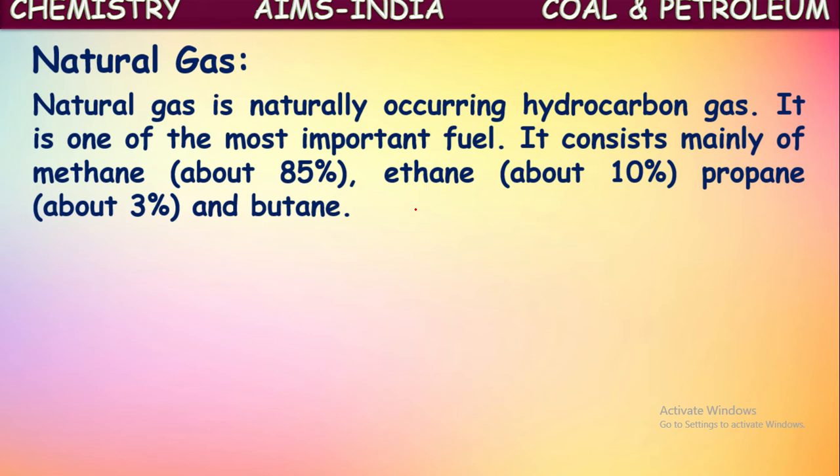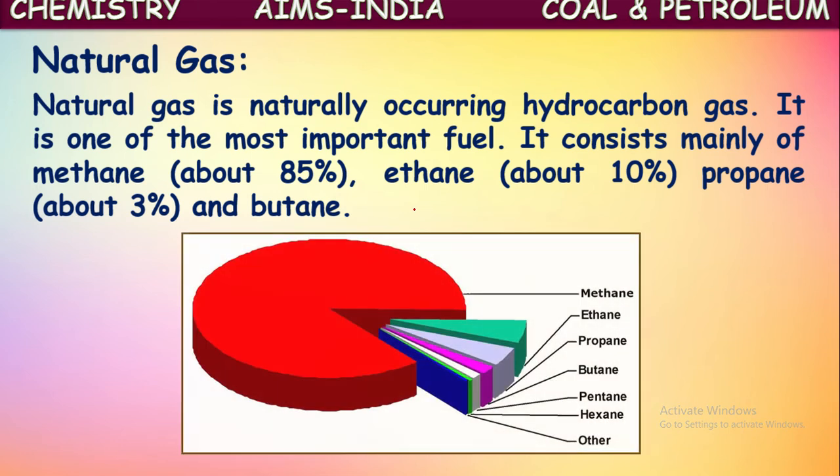Mainly it consists of methane. Nearly 85% of natural gas is made of methane. And there are small quantities of some other hydrocarbons also, like ethane around 10%, even propane and some other higher hydrocarbons, which means carbon compounds containing more carbon atoms in their molecules. Anyhow, these all come under hydrocarbons. So natural gas mainly consists of methane, along with some other hydrocarbons.